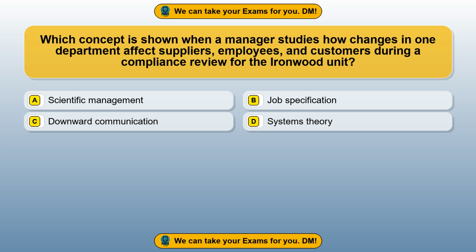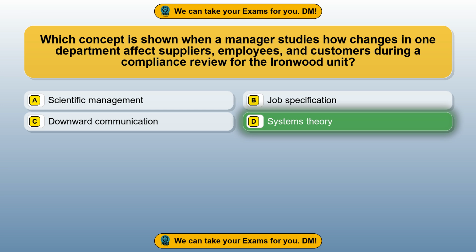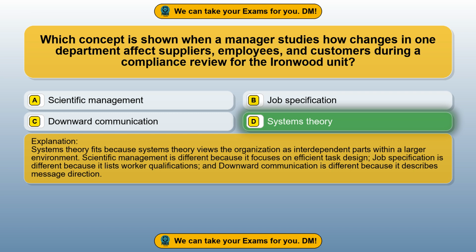Option A, scientific management. Option B, job specification. Option C, downward communication. Option D, systems theory. The correct answer is option D, systems theory. Systems theory fits because systems theory views the organization as interdependent parts within a larger environment.